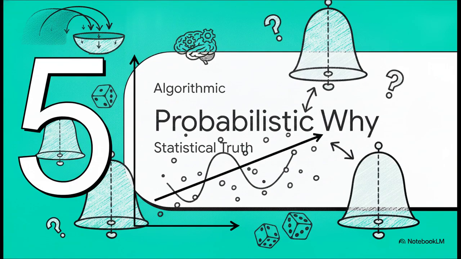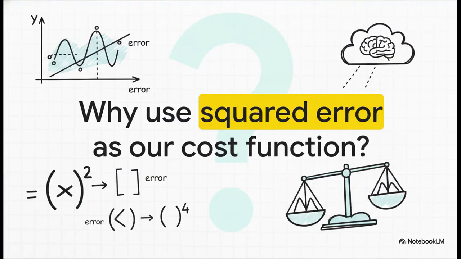Finally, section 5, the probabilistic why, uncovering the statistical truth. We have the algorithmic how down, but now we arrive at the absolute climax of our explainer. We've been using the least squares cost function this whole time. But honestly, why use squared error at all? Who decided that squaring the difference between our prediction and the actual price was the absolute best way to train a model? Why not use the absolute value, or raise it to the power of 4?